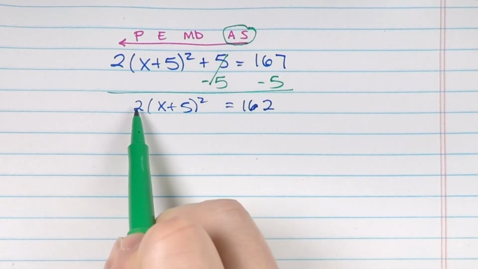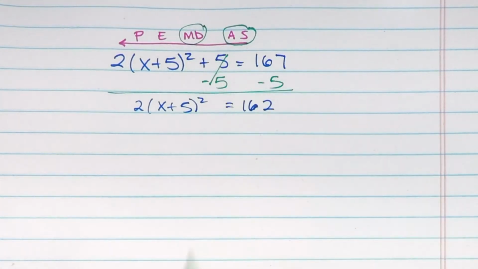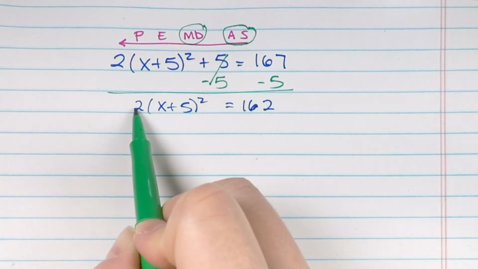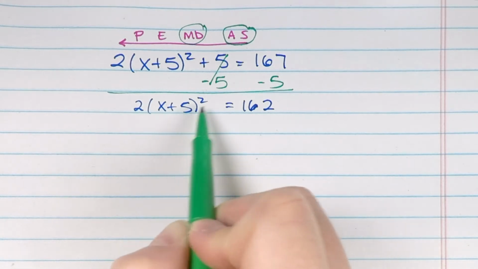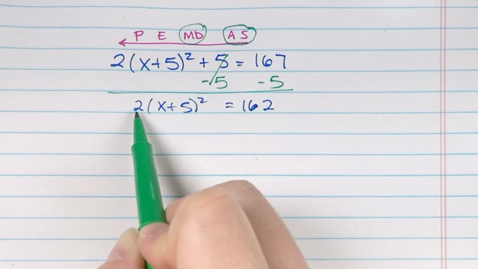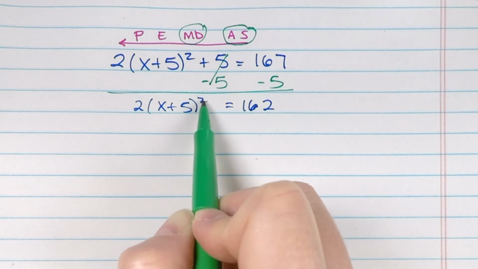Now I want to cancel out this 2 out front, so I'm trying to undo the multiplication and division. Now make sure you do not distribute this 2 into the parentheses, because this parentheses is being squared, it has an exponent, so you cannot distribute the 2 unless you were to deal with this first.